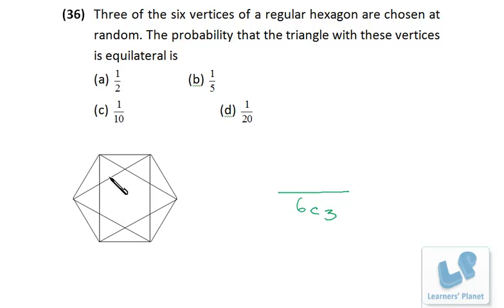Now how many of them will be equilateral? See this, this and this. This is one triangle that is equilateral. That means if we choose alternate vertices, then only we'll get an equilateral triangle. So we have one this and another this, right? So we just have 2 triangles that are equilateral, right? So it's 2 by 6 into 5 into 4 divided by 3 factorial, that's 6. So this is 1 by 10, right?